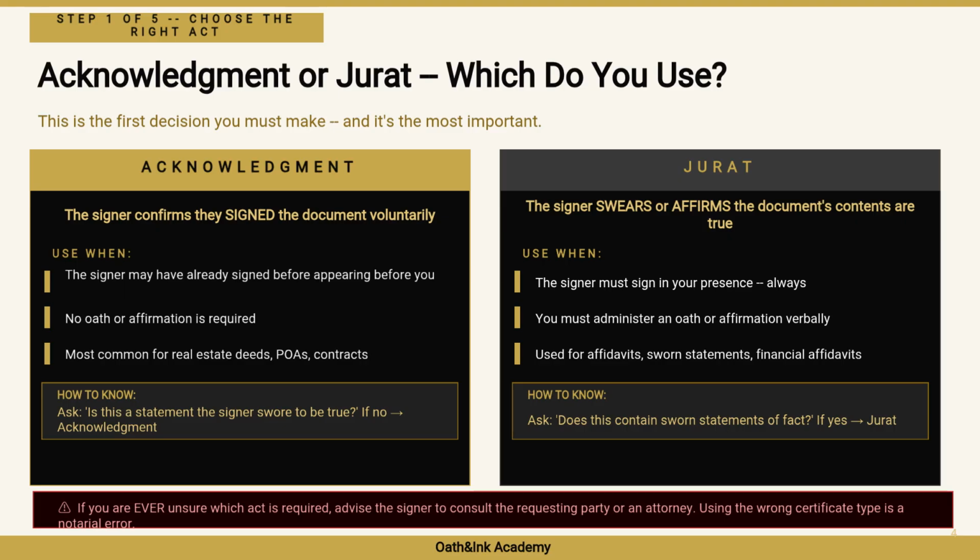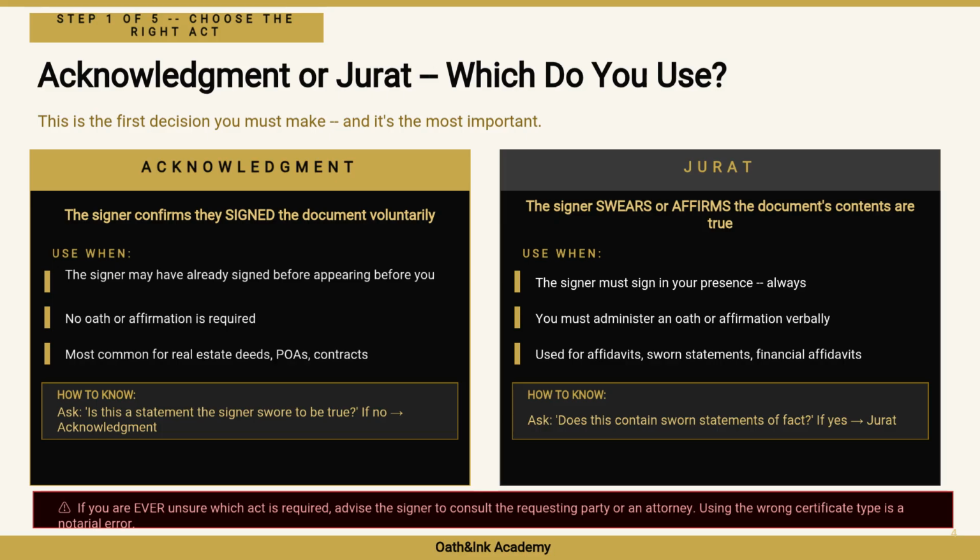Step 1. And this is the most important decision in the entire process. You must determine which type of notarial act the document requires. Why does this matter so much? Because using the wrong certificate type is a notarial error, and it can invalidate the document or create legal liability for you.